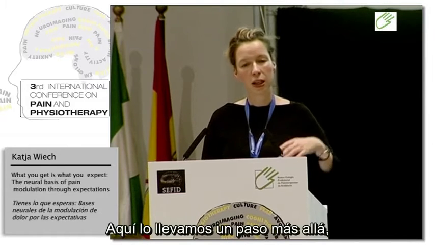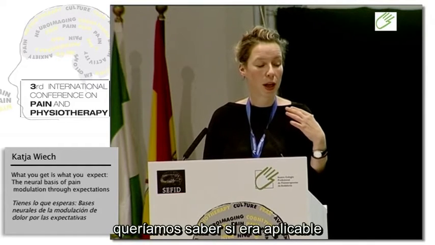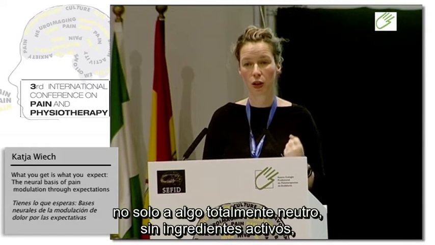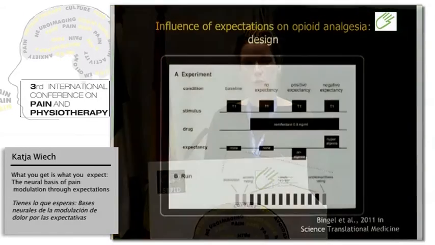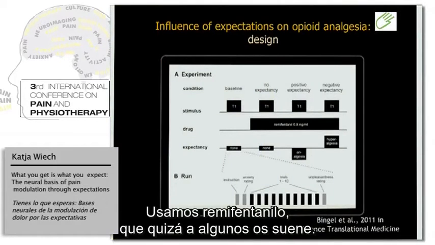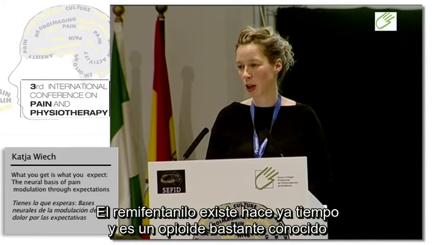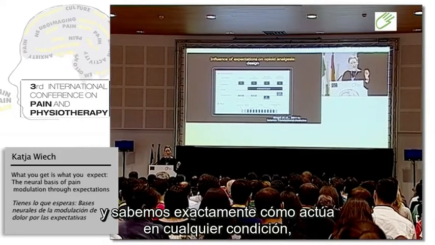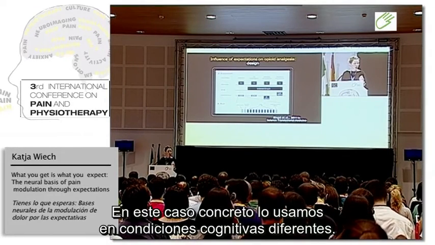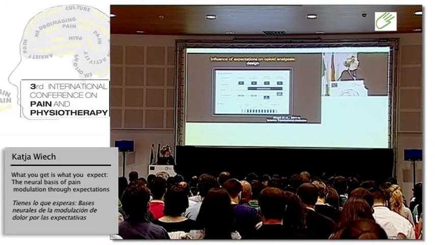Okay? And here we took it one step further. We wanted to know whether that doesn't only apply to something that is completely inert, so doesn't have any active ingredients, but whether that also applies to something as classical as an opioid. So we used remifentanil, which some of you might know. Remifentanil has been around for quite some time. It's a very well-known opioid, and we know exactly what it is doing on all different levels, so it's very well characterized. But in this particular case, we used it under different cognitive conditions. Let me talk you through.